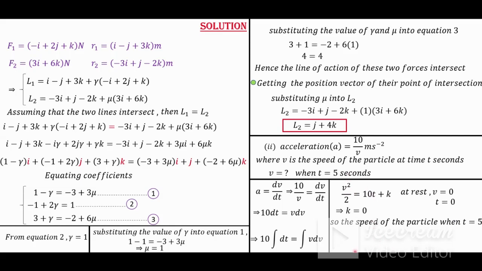So the speed of the particle when t equals 5 is going to be what? v squared divided by 2 equals 10 times 5, plus k, which is 0, so I didn't include the k there. Simplifying further, we obtain v equals 10 meters per second, which is the speed of the particle when t equals 5 seconds, which was what was required for us to do in the question.